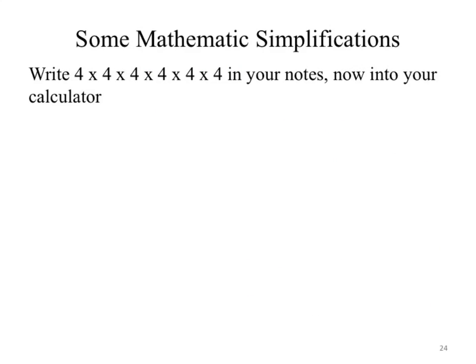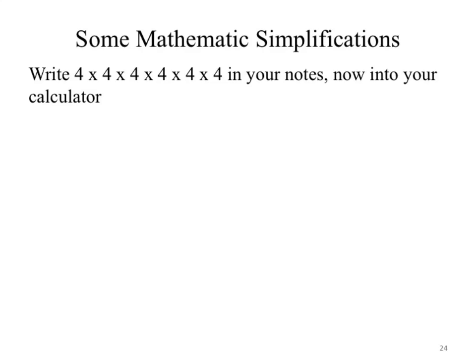Let's take a look at some mathematics simplifications. And this is a suggested thing. You don't have to do this. But if you wrote 4 times 4 times 4 times 4 times 4 times 4 in your notes, that takes a lot of wrist action. You had to write a whole bunch of stuff down. And if you had to punch that into your calculator, that took a bunch of punching into the calculator. That's a lot of extra work, particularly if you make a typo. Now all of a sudden your answer is wrong, and depending on your calculator, you may not even know that you made a mistake.